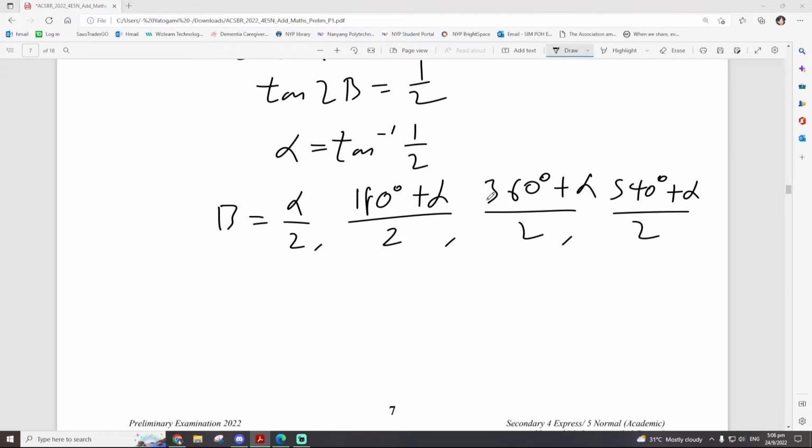And we can find out what tangent inverse of half is. Everything will be in 1 dp. So we can actually just write this as 26.6 degrees in 1 dp. And actually it's 26.565 if you want to write that. Let's write it in 3 dp.